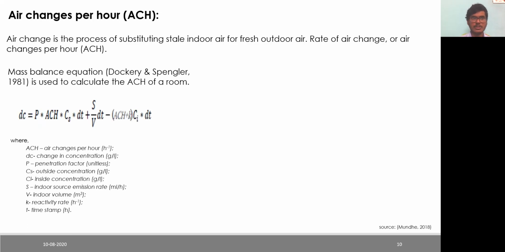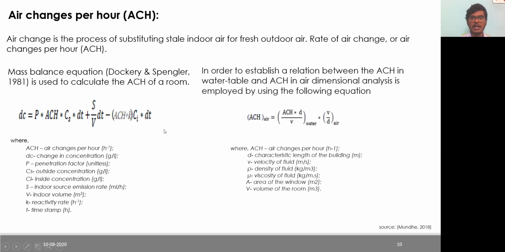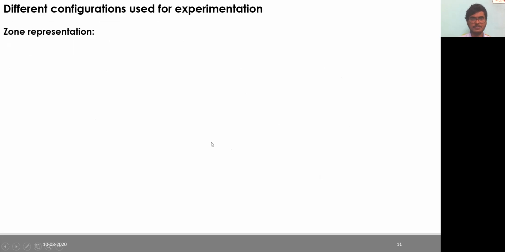So the mass balance equation is used to calculate this ACH, as shown. The formula is shown here in the presentation. And in order to establish the relationship between the water table and ACH in water table and air, a dimensional analysis has been calculated using the formula here.